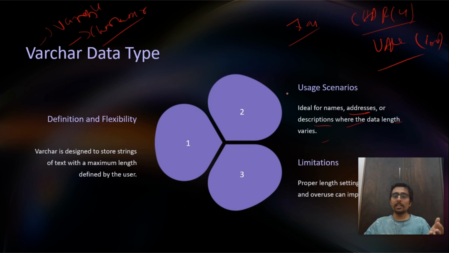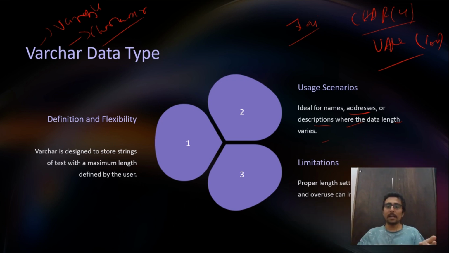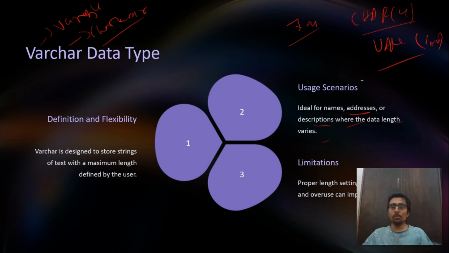Limitations, proper length settings and all, and overuse can, as you can see over here, impact performance. So as I told, if you do overuse, it will impact performance as well. That's the reason we should avoid over-allocating varchar. So this was all about that.